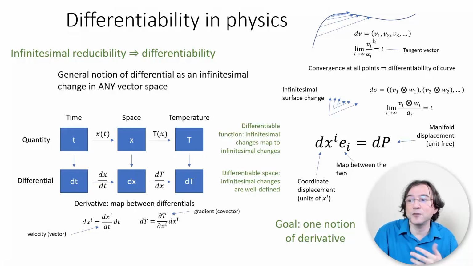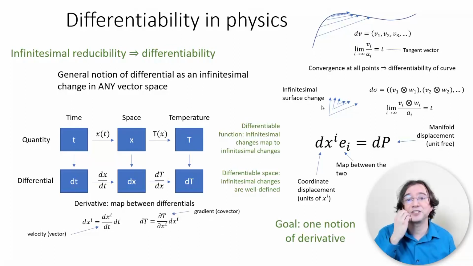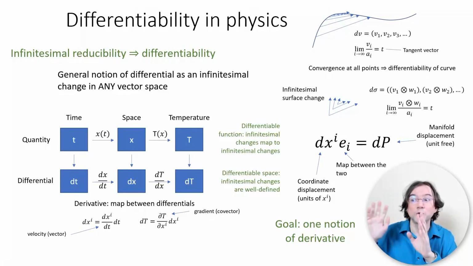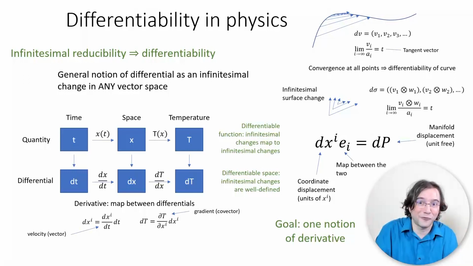And the idea is that once we have this definition of differential in terms of limits on a vector space, we can use it for any vector space. So even the infinitesimal surface change will be limits in some vector space as well. And so the idea is that we can use one idea of differential for everything.